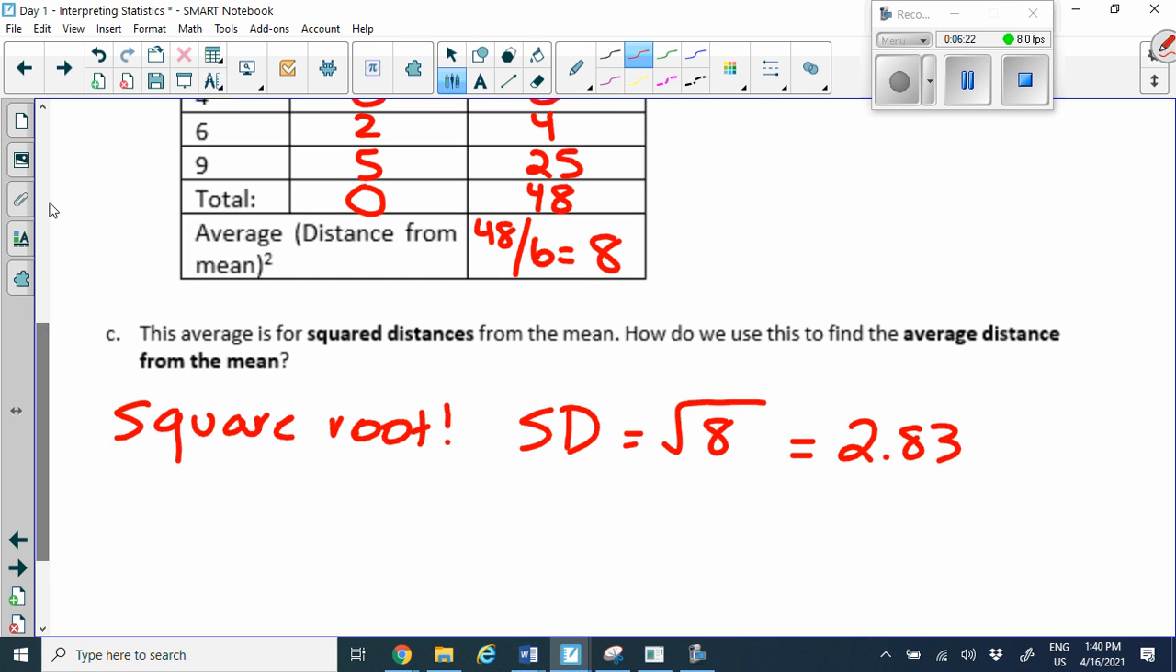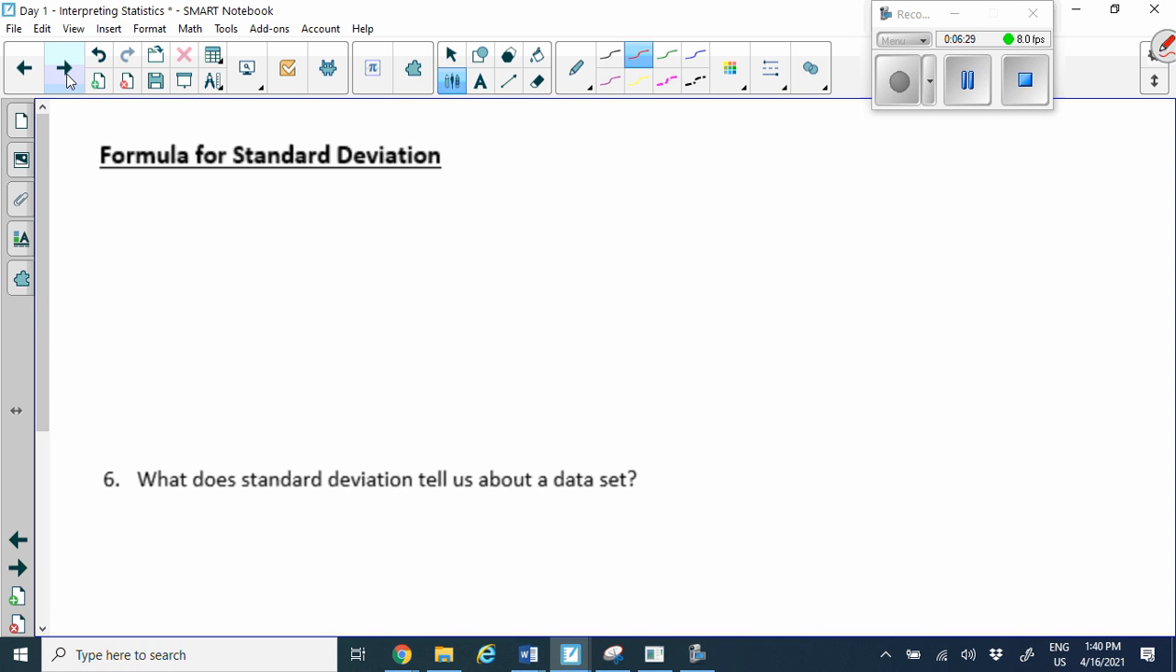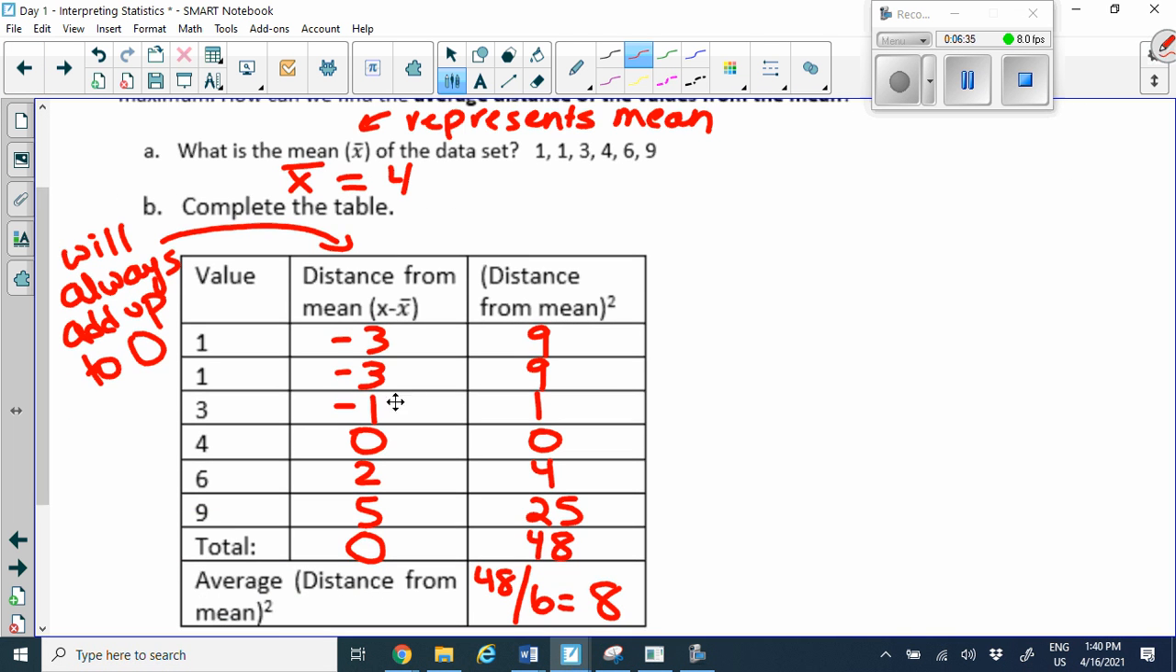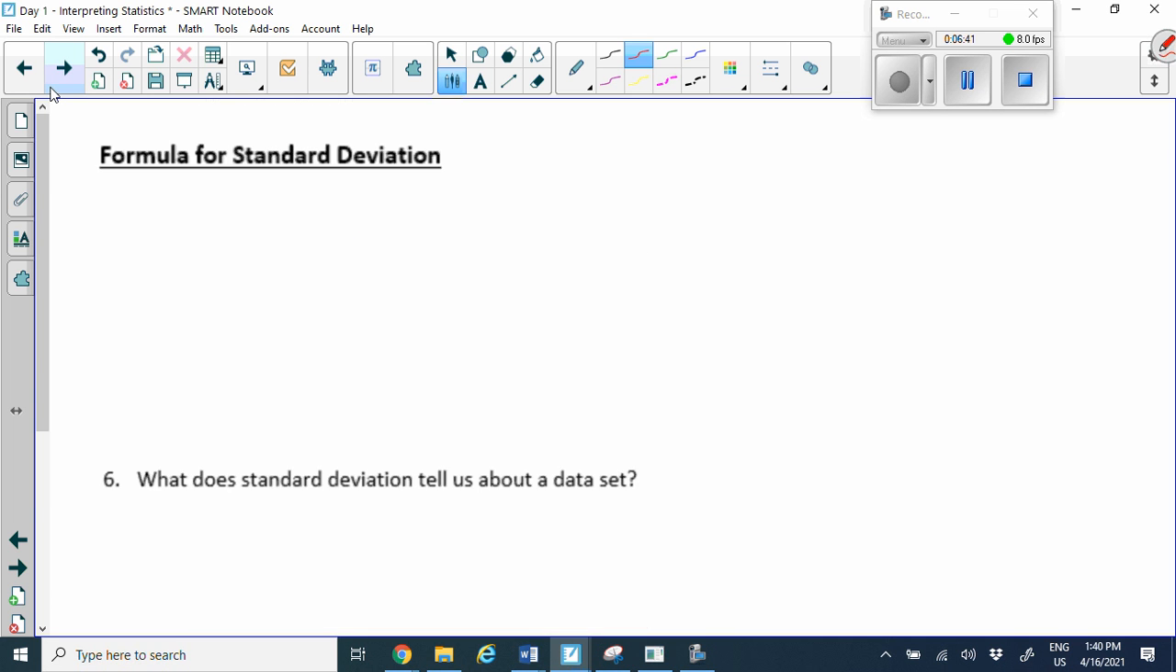Now, using that information, there's actually a way that we can represent that as a formula, okay? So what I would like you to do is, using the information that we just did, so using the chart, the distance from the mean, then squaring it, and then square rooting it, see if you can figure out what would be the formula for standard deviation. Okay, let's see what you got.